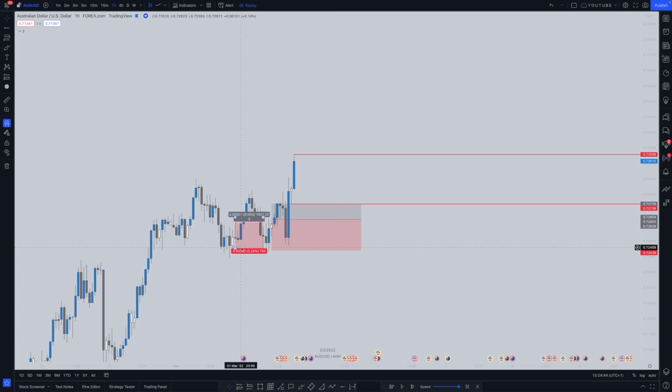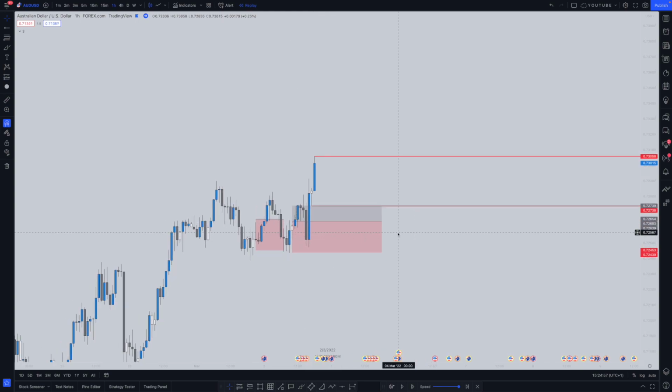And like I said before, with the 20 pip stop loss, this trade came really into drawdown, and then it exploded to the upside. So if you had, for example, a 15 or a 10 pip stop loss, you would have been taken out of this trade right here. So a 20 pip stop loss is a sweet spot in my opinion.